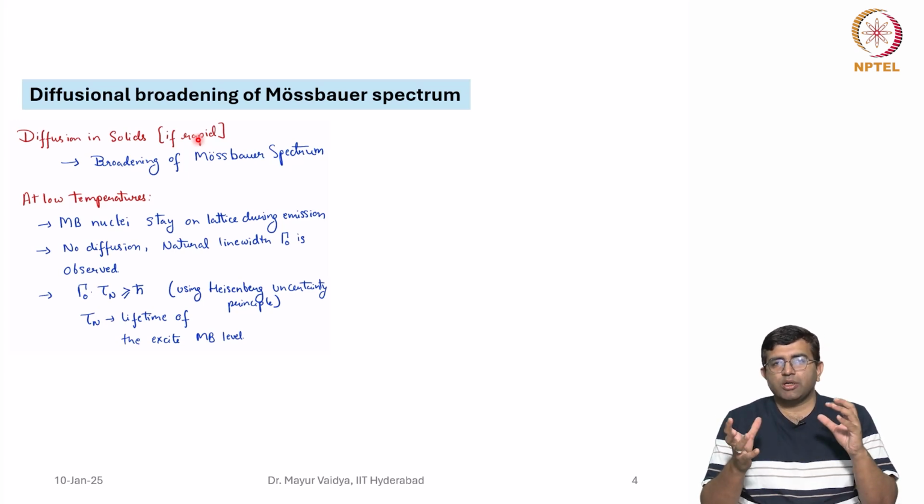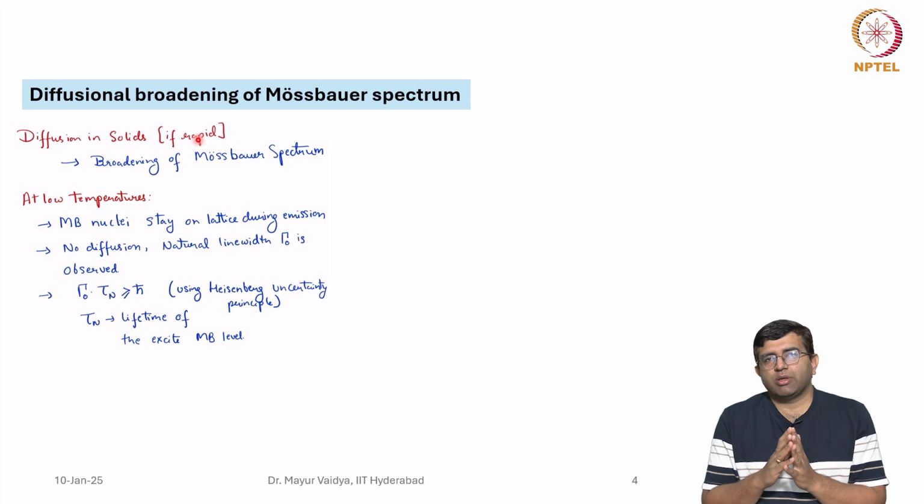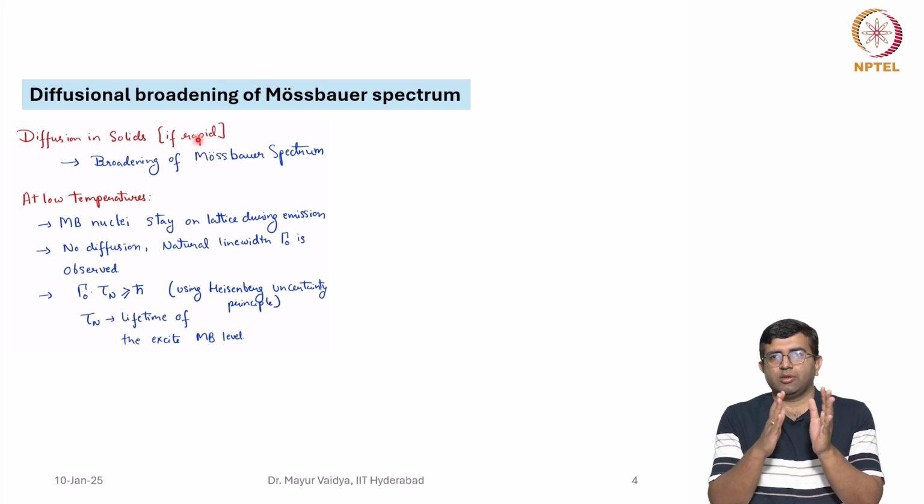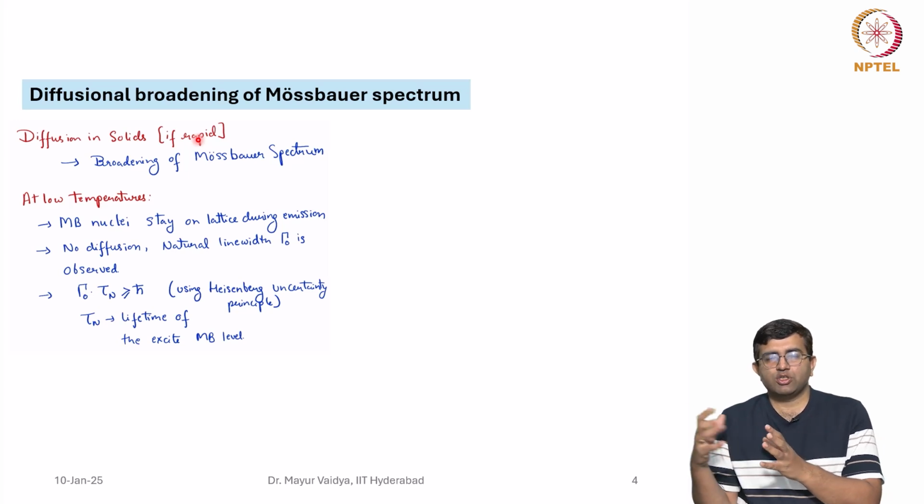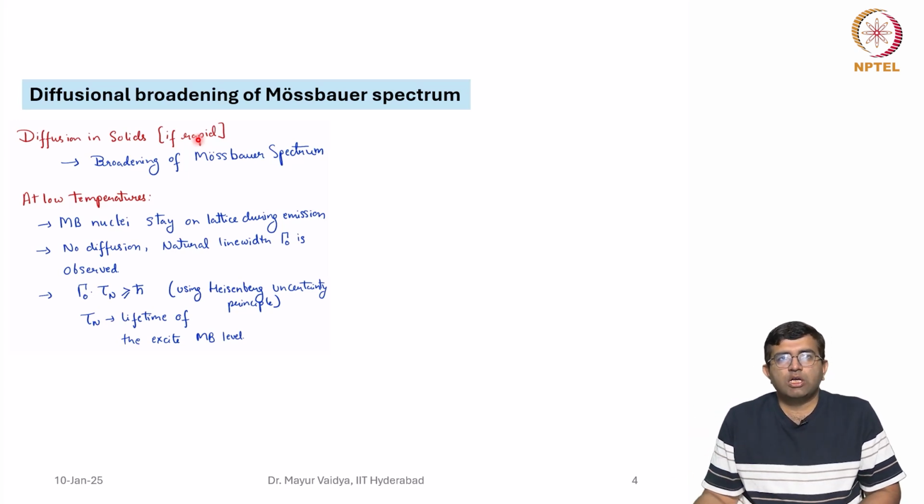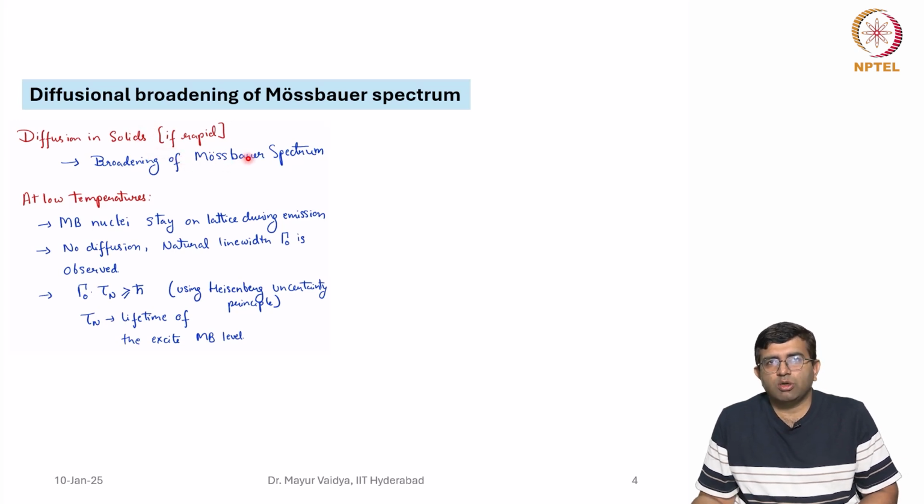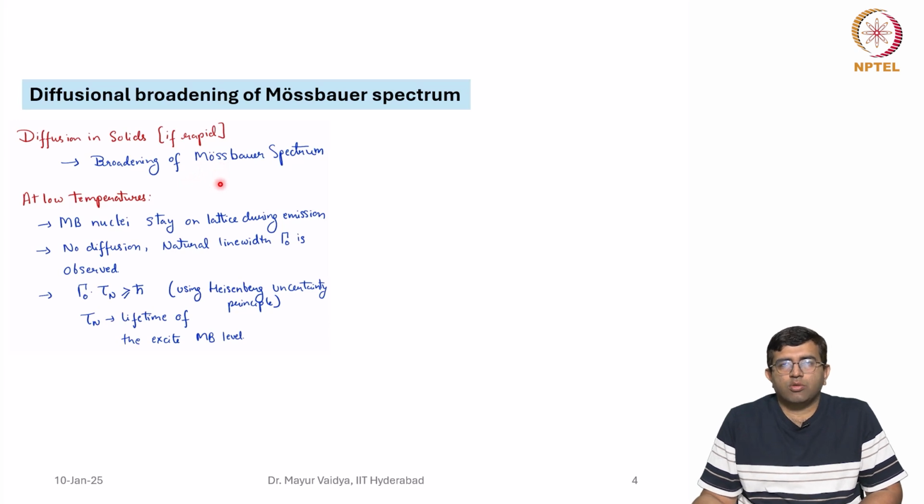If you remember one figure I showed you when we started, about the techniques and the range of diffusivities each technique can measure. If you go back to that figure, you will see that typically MBS can measure the higher range of diffusion coefficients. So, if the diffusion in solids is rapid enough, then it leads to Mössbauer spectrum broadening. So, why does broadening happen?